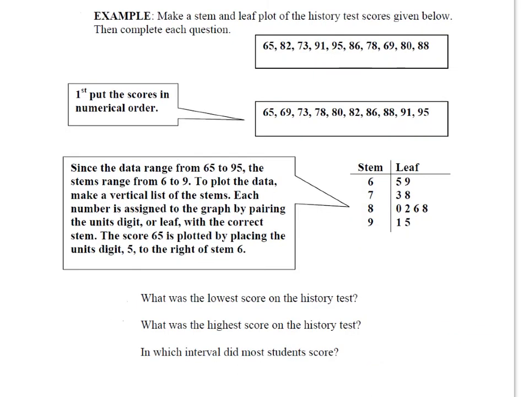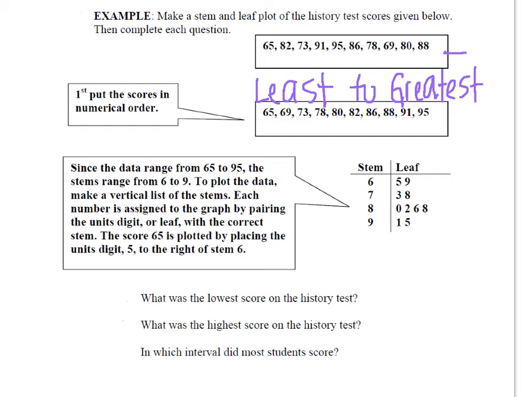We're going to make a stem and leaf plot of the test scores below. The first thing that I do with this data is organize it from least to greatest. Now, since the data ranges from 65 to 95, the stems are going to be 6 through 9. To plot the data, make a vertical list of the stems, which I have 6, 7, 8, and 9.